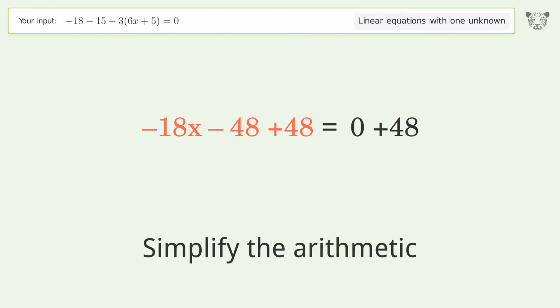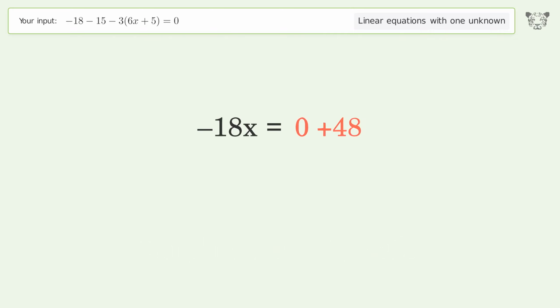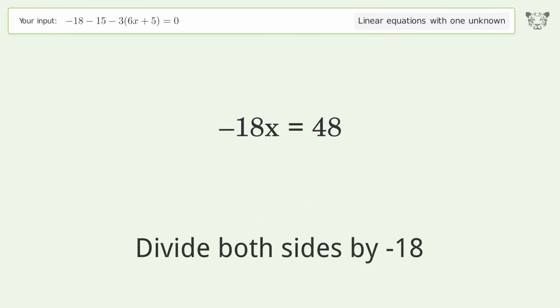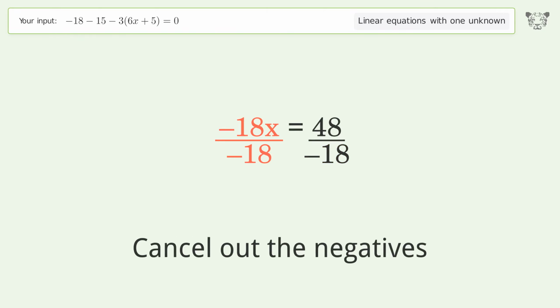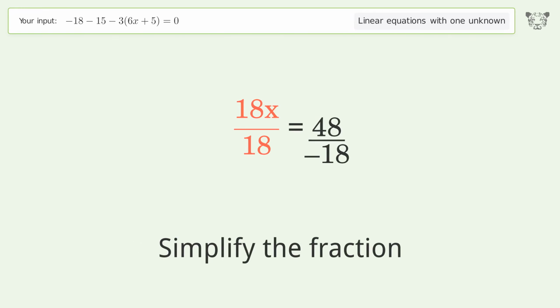Simplify the arithmetic. Isolate the y. Divide both sides by -18. Cancel out the negatives. Simplify the fraction.